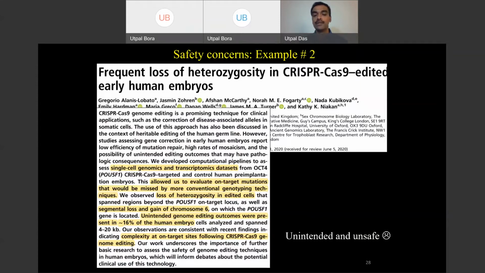And what they observed, after single cell genomics and transcriptomics dataset analysis, was that not just OCT4 was mutated in those embryos. Actually, the CRISPR-Cas9 or guide RNAs were also mutating some other genes near those OCT4 genes. It's an unwanted thing, and actually that led to loss of heterozygosity in edited cells, which is kind of dangerous, right? And unintended, look at this. Basically, they also saw a segmental loss and gain of chromosome 6. It's a major problem. So unintended genome editing outcomes were present in almost 16% of human embryos. It's a large population of embryos.